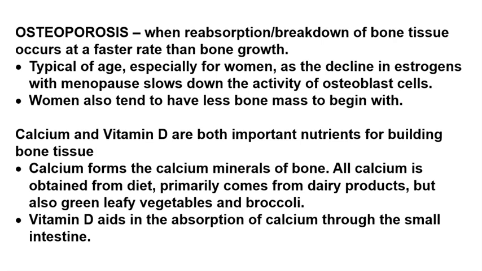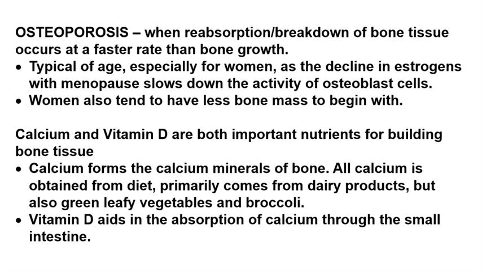Typically, osteoporosis, or loss of bone tissue, is very typical with age in both men and women, but it's especially critical in women because, as I mentioned earlier, the decline in estrogens with menopause helps to slow down the activity of the osteoblasts, which build bone tissue, but it also speeds up the activity of osteoclasts as well. So it speeds up and accelerates the breakdown of bone tissue in addition to slowing down the building of bone tissue. As I mentioned in the previous diagram, we also see that women tend to have less bone mass than men to begin with.